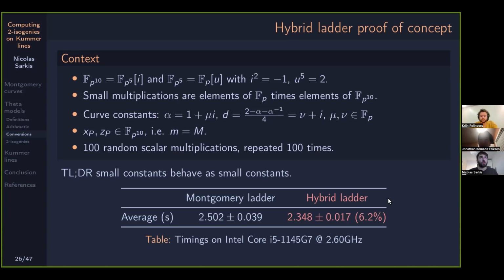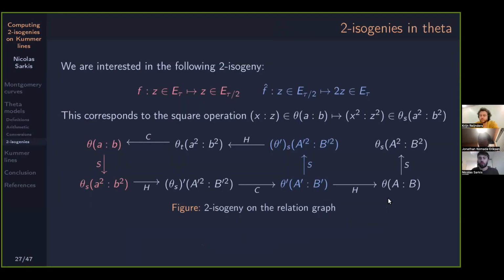So that's how you can use this conversion with the two torsion point. You still have a two torsion point sometimes, but it's not a big issue. You only deal with it at the end. And now I will be talking about how to compute two isogenies on theta models, because we've done arithmetic on Montgomery, so let's do two isogenies like in Montgomery.